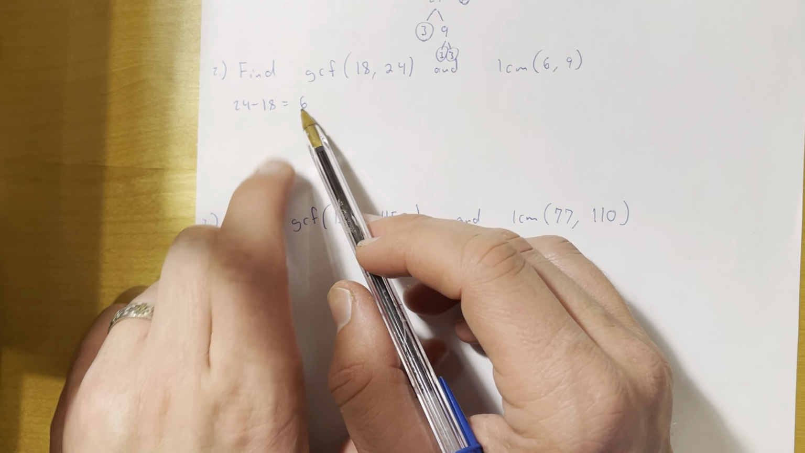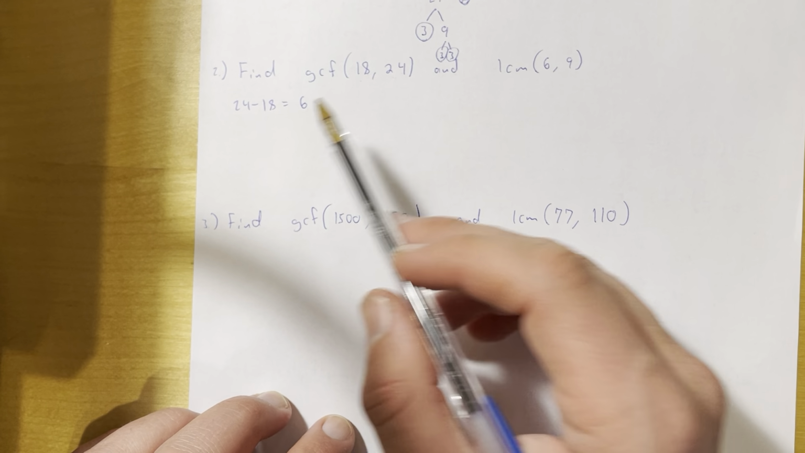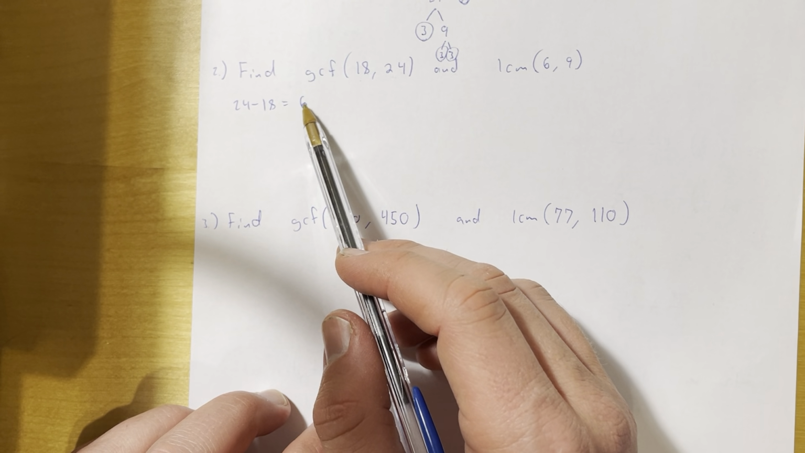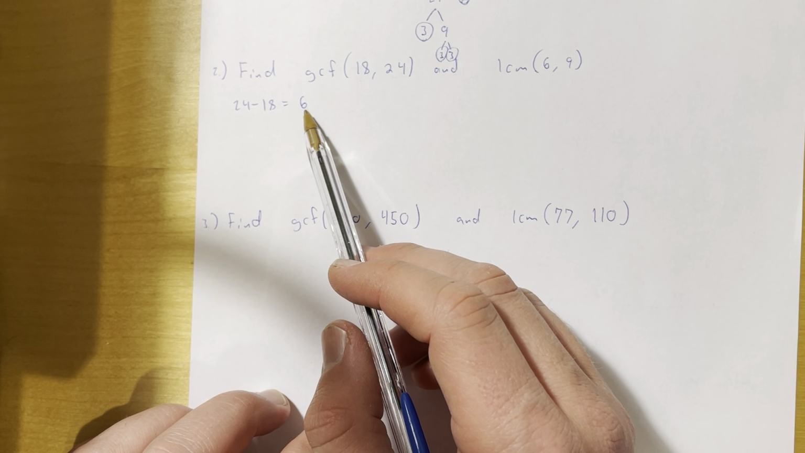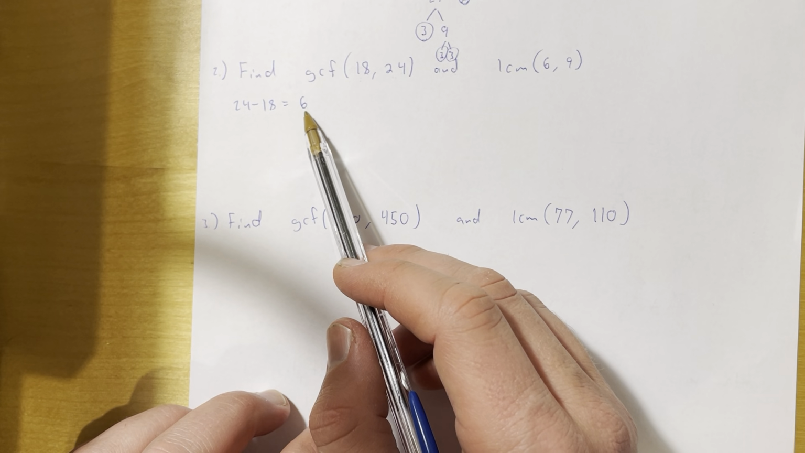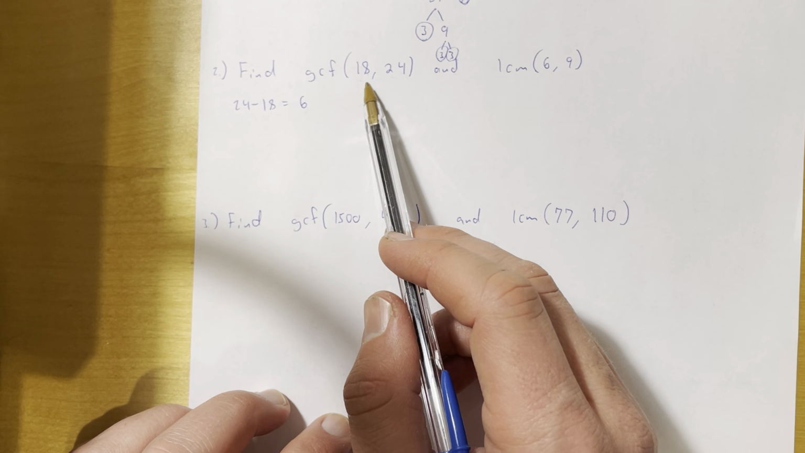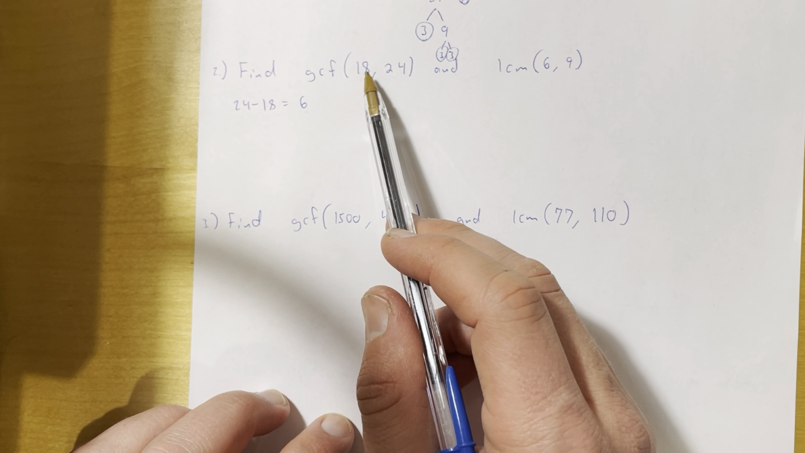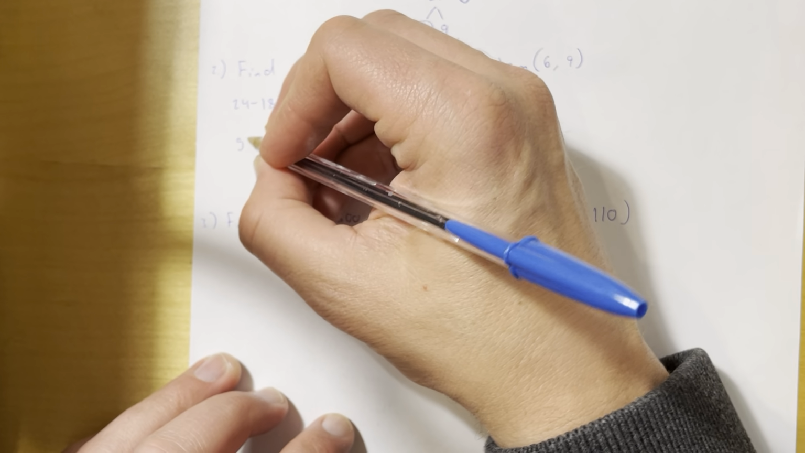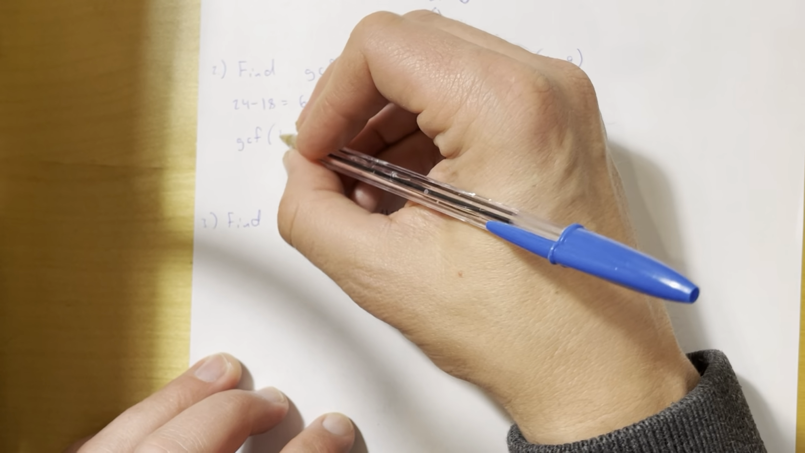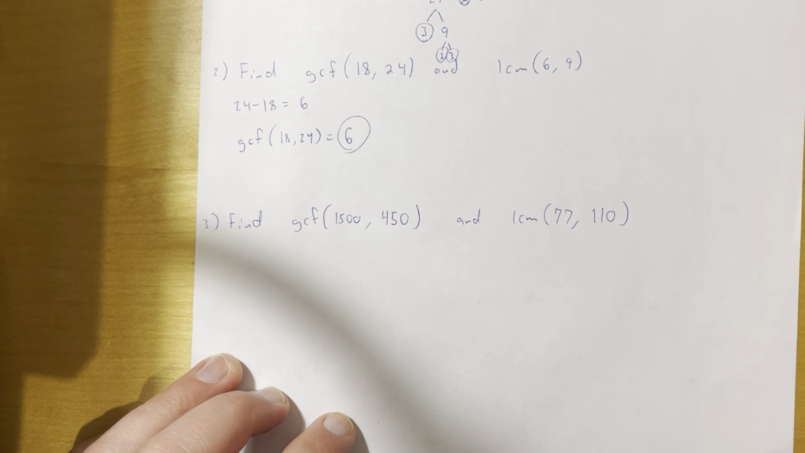So what you do from here is you start looking at factors of 6 starting from the largest factor of 6, and then you ask, is that also a factor of 18 and 24? So remember, every number is a factor of itself, which means the largest factor of 6 is 6. And is 6 a factor of both 18 and 24? Well, it is, because if I divide either of these numbers by 6, I get a whole number. So that right away tells me that the GCF of 18 and 24 is equal to 6. So that's one of my answers.